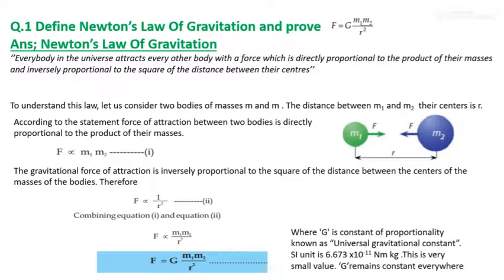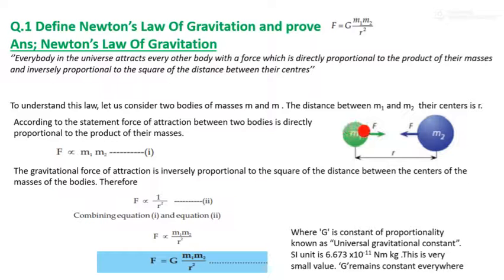Now, question number 1, we have already discussed Newton's law of gravitation and its proof. This is the most important question. First of all, you can write the definition of Newton's law of gravitation. Every body in the universe attracts every other body with a force which is directly proportional to the product of their masses and inversely proportional to the square of the distance between their centers.